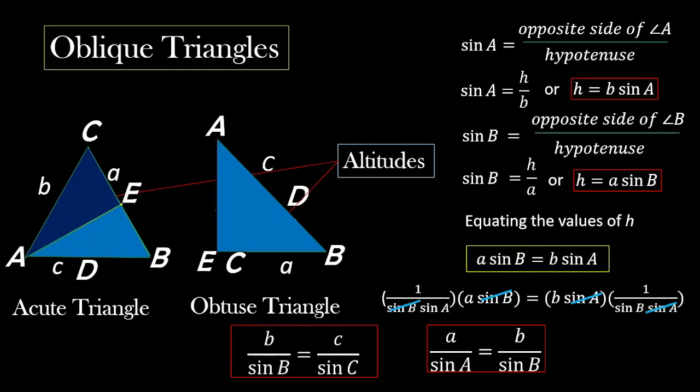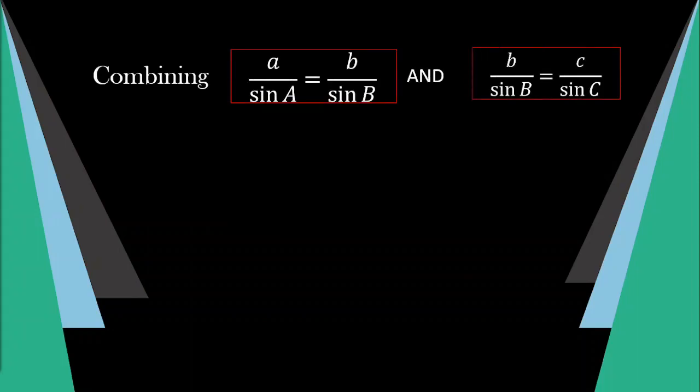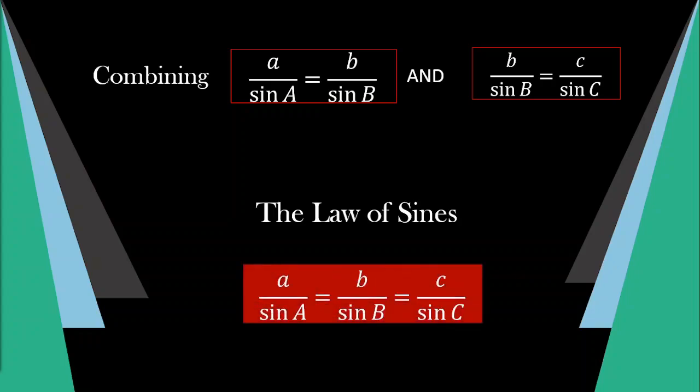Combining a over sine A is equal to b over sine B, and b over sine B is equal to c over sine C, turns out to be the formula of the law of sines. Now we have this formula: a over sine A is equal to b over sine B, which is also equal to c over sine C. At this point, instead of breaking up oblique triangles into right triangles, we can use this formula of the law of sines to solve for the missing sides and angles of an oblique triangle.